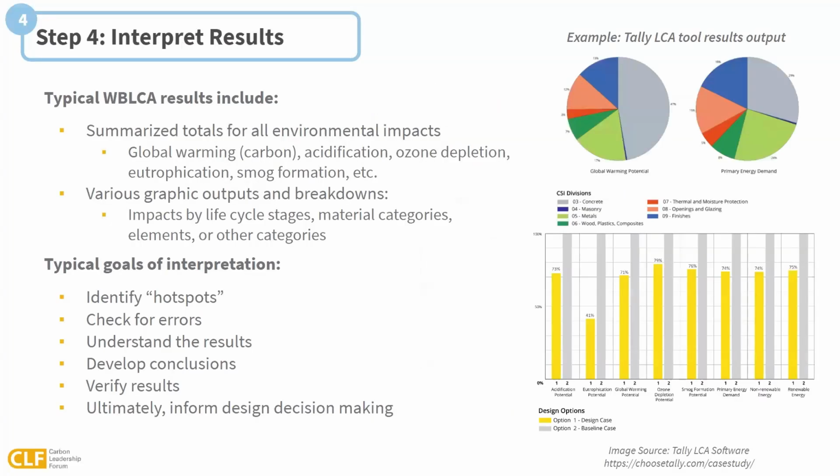These results, if generated from a whole building LCA tool, typically include total summaries of all the environmental impacts for the project with various graphic or spreadsheet-based outputs that break down those impacts by life cycle stages, building elements, or other categorizations, just to help enable interpretation. And what whole building LCA modelers are often doing here is identifying some of the largest emission sources or hotspots, generally checking for errors, verifying results, and ultimately trying to learn from the information that they're looking at to lower the emissions of their project.